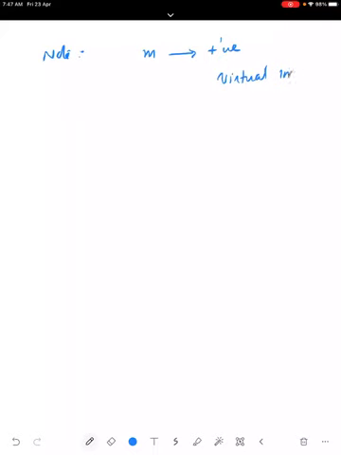M positive means it is virtual image. It's a very important point. M negative means it's a real image. Virtual images are, you have to remember, always erect. Real images are inverted.